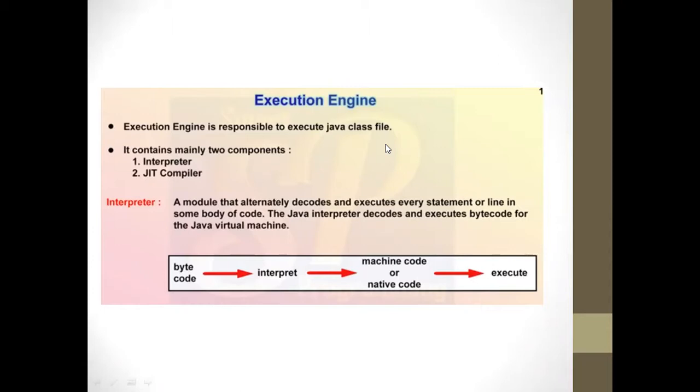Many times we have heard this term, interpreter, that will decode or analyze your particular instruction. It will execute line by line in your program. Here the Java interpreter will decode and execute the bytecode for the Java virtual machine. It takes bytecode as an input and converts it to machine code or native code, and finally it will execute that. So this is what the interpreter does.